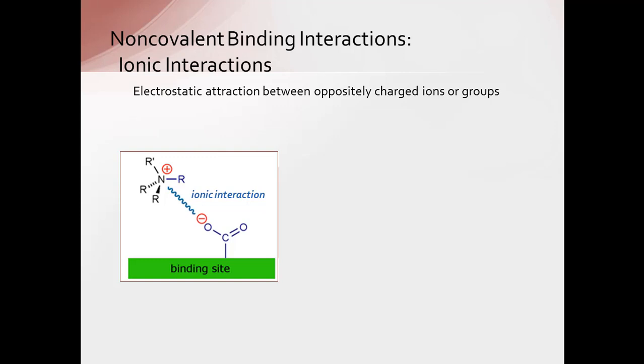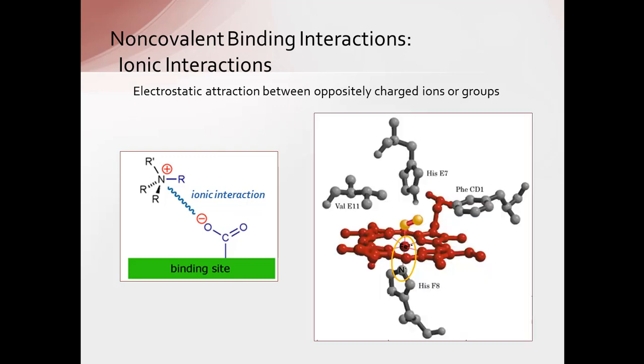This is just an electrostatic attraction between oppositely charged ions or groups. We have a perfect example here of a positively charged quaternary amine being attracted to the negatively charged portion of a carboxylate ion. And this is another type of binding interaction that is definitely taking place between our native heme molecule and the active site of hemoglobin.